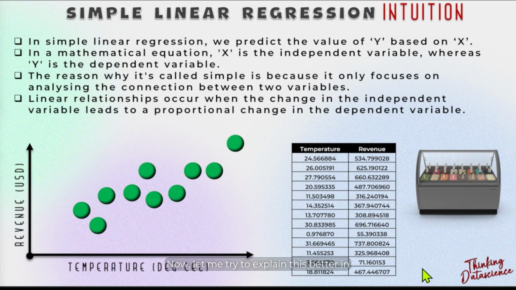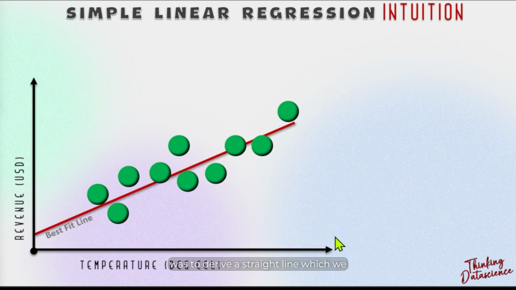Now let me try to explain this better in this graph. So on the horizontal x-axis, we have temperature in degrees Celsius, while on the vertical y-axis, we have the revenue. So assume that all the data points for temperature and revenue have been plotted on this graph. As we observed, as the temperature increases, so did the revenue. So our objective was to derive a straight line, which we call the best fit line, that could accurately describe the data points and fit them well. So this line is the best representation of the correlation between temperature and revenue.